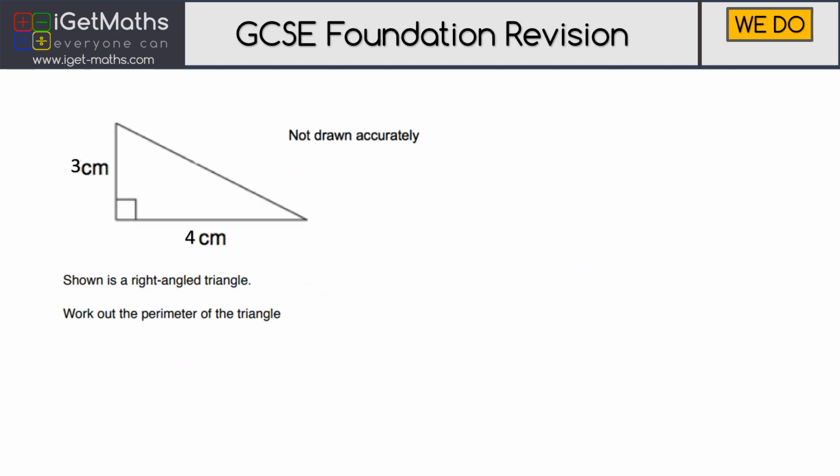Okay, shown is a right angle triangle. Work out the perimeter of the triangle. So we know this side is 3, we know this side is 4. So quite simply, we're going to use Pythagoras to figure out side C. So we've got a squared plus b squared equals c squared. 3 is going to be our A, 4 is going to be our B.